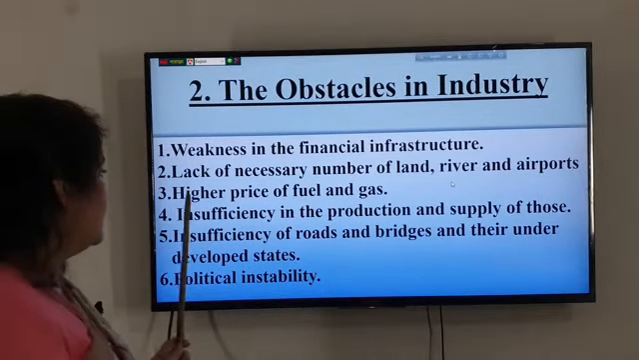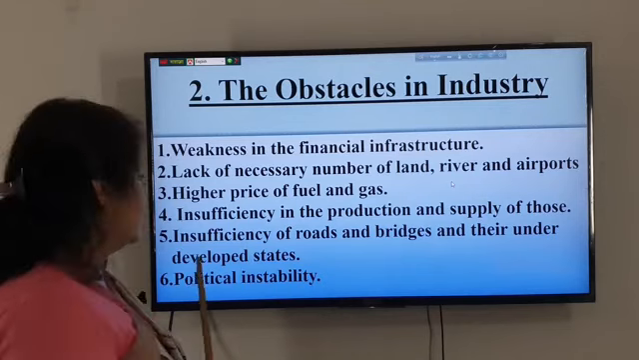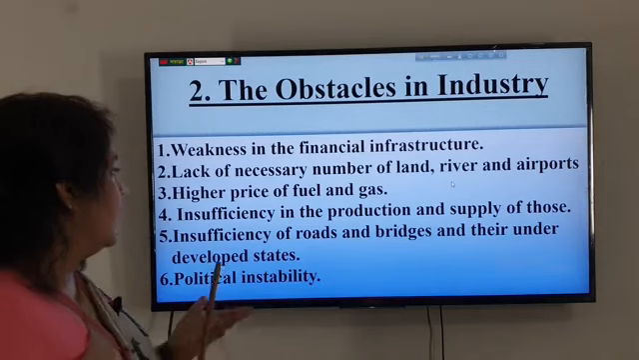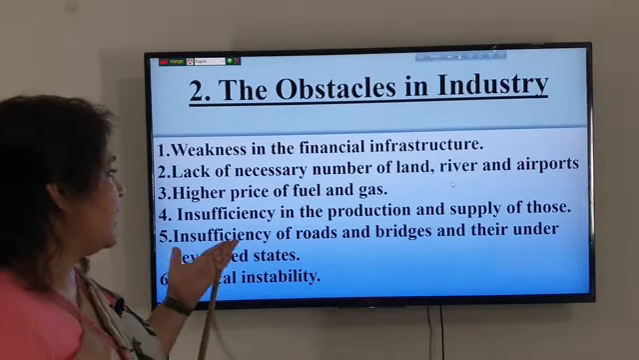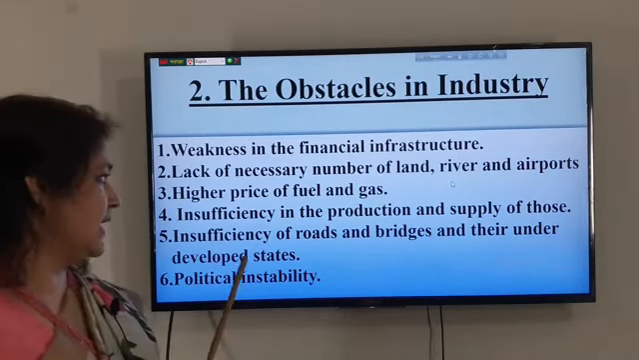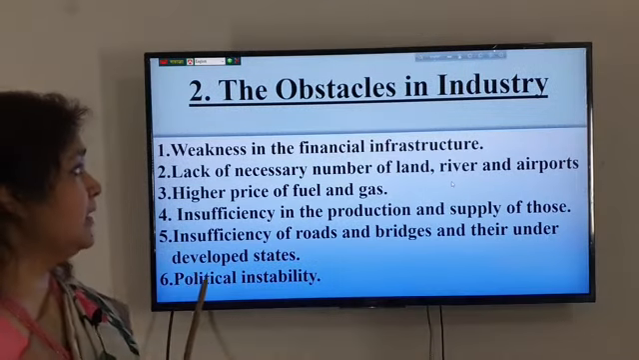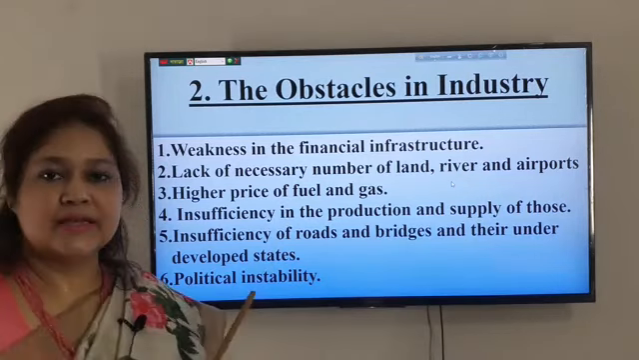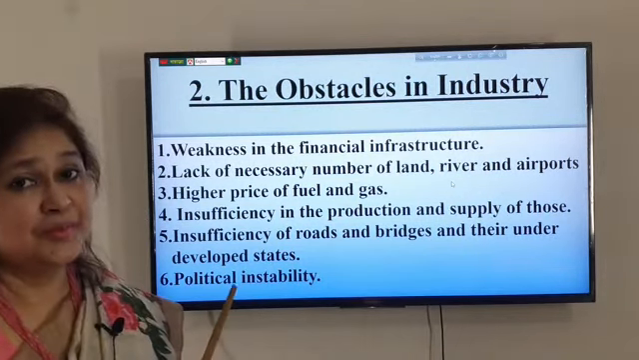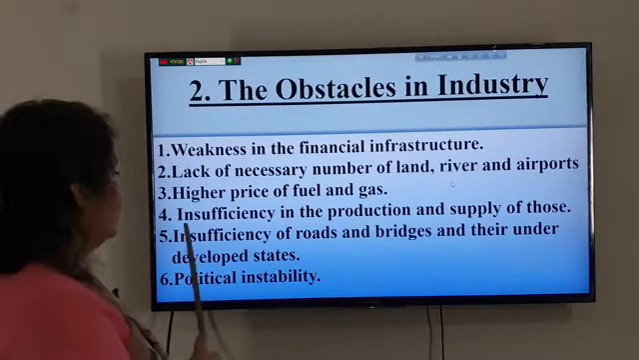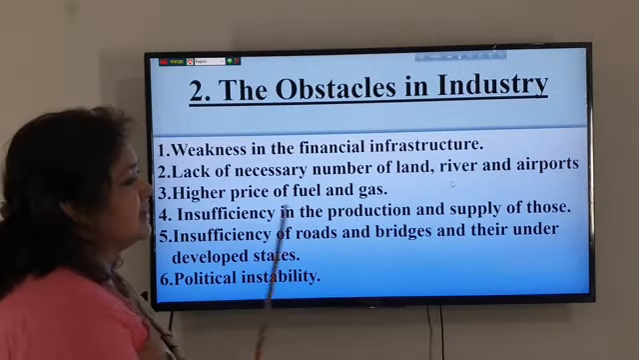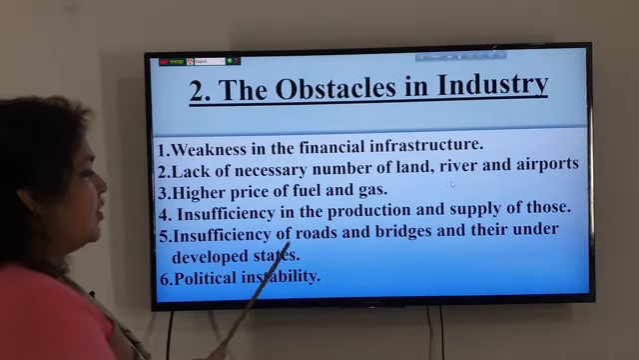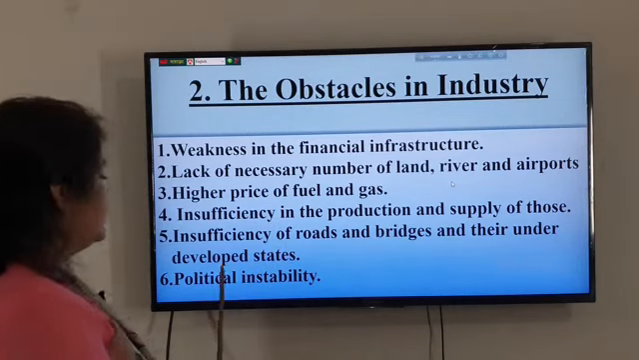Okay, then the third one is the higher price of fuel and gas. We know in our country we always face this problem, the higher price of fuel and gas, and this is also a barrier in our industrial sector, because fuel and gas are necessary for industrial production. Number 4, insufficiency in the production and supply of those. Number 5, insufficiency of roads and bridges and their underdeveloped state.